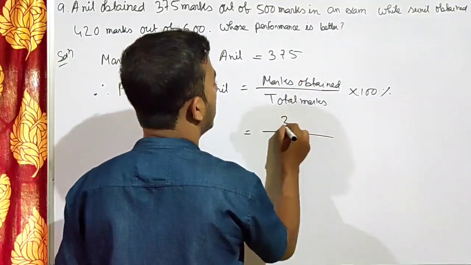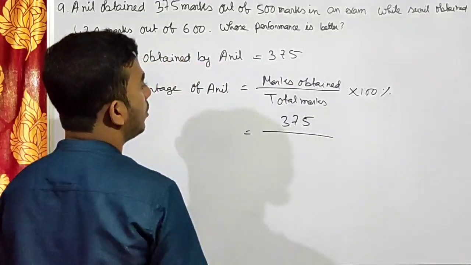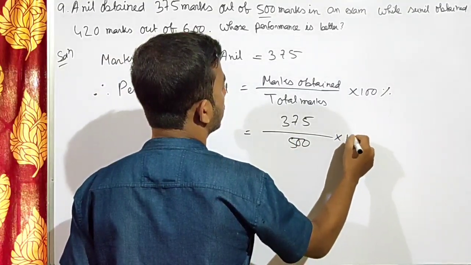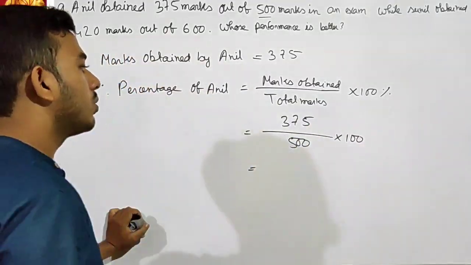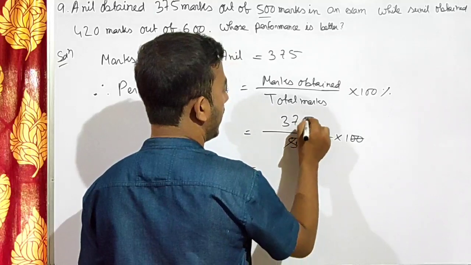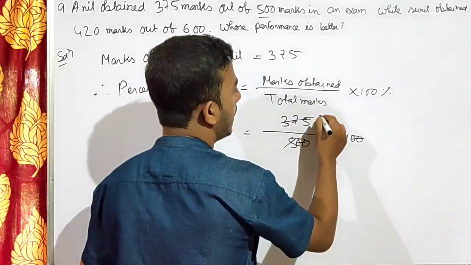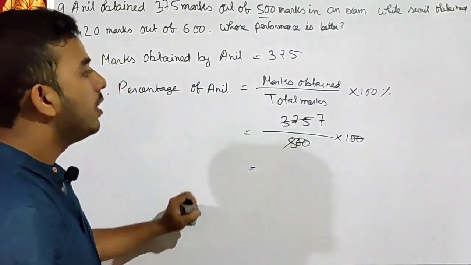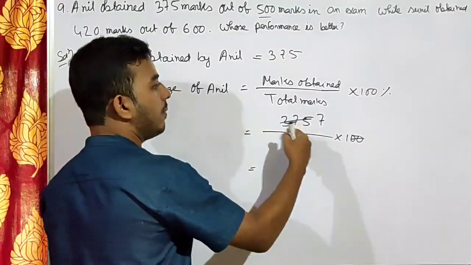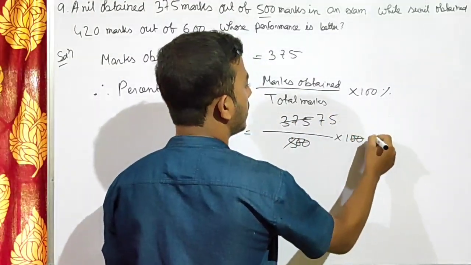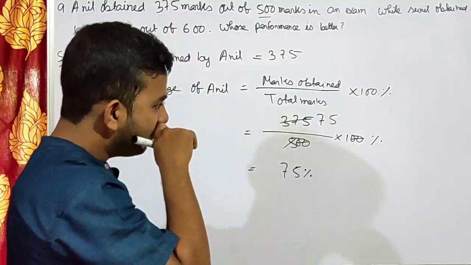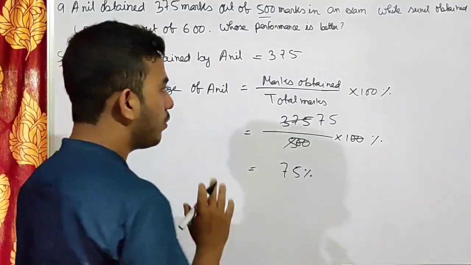Now marks obtained is how much? It is 375, isn't it? Then total marks is how much? It is 500. Now 20 cancel. Now we can cancel 5 with 375 also. 5 into 7 is 35, so the remainder left is 2, 37 minus 35 is 2. So 2, 5, 25. 5 into 5 is 25. So what will be the percentage? It is 75%. I hope up to this it is clear how to find out percentage.